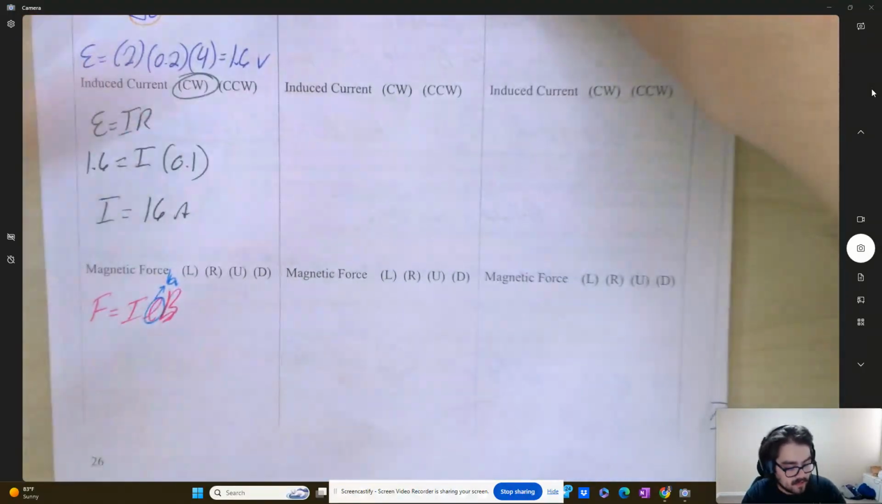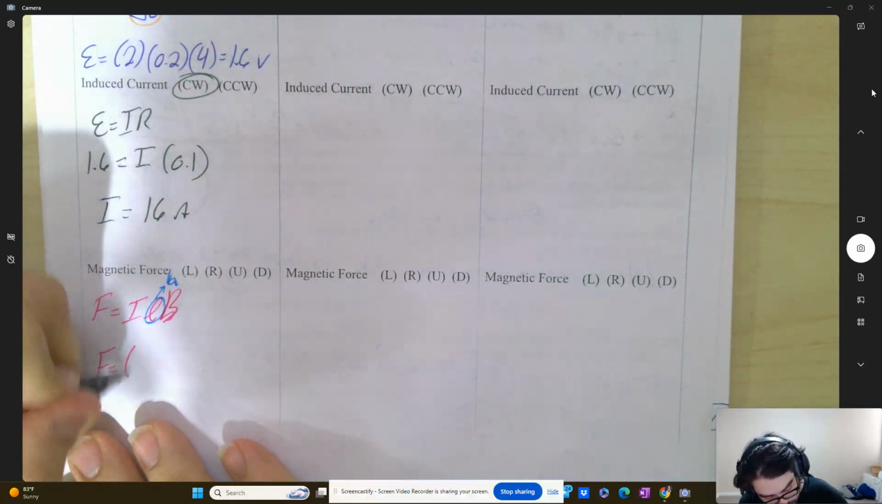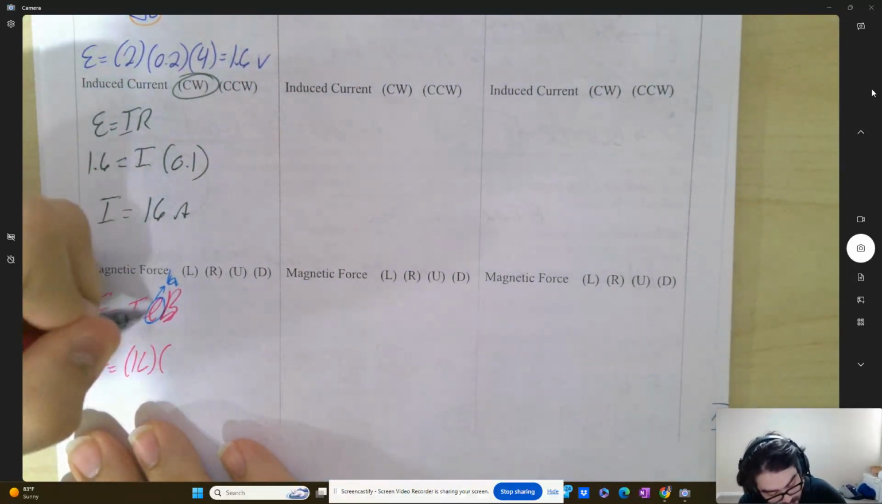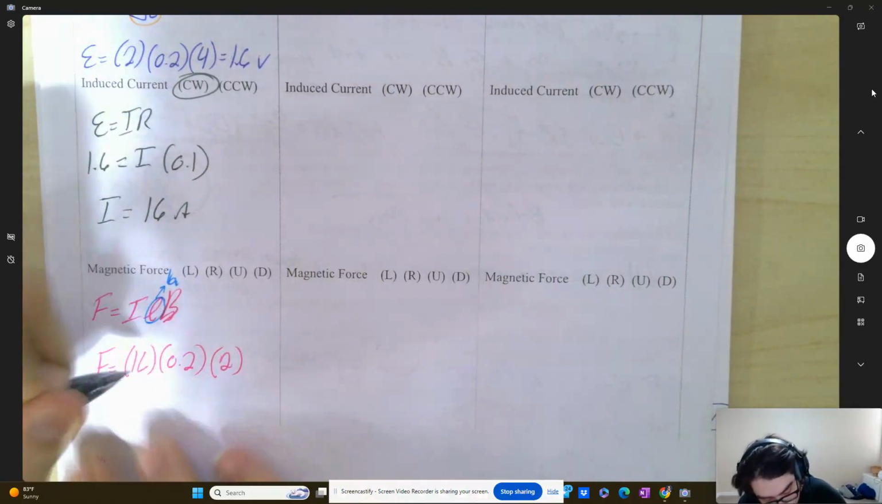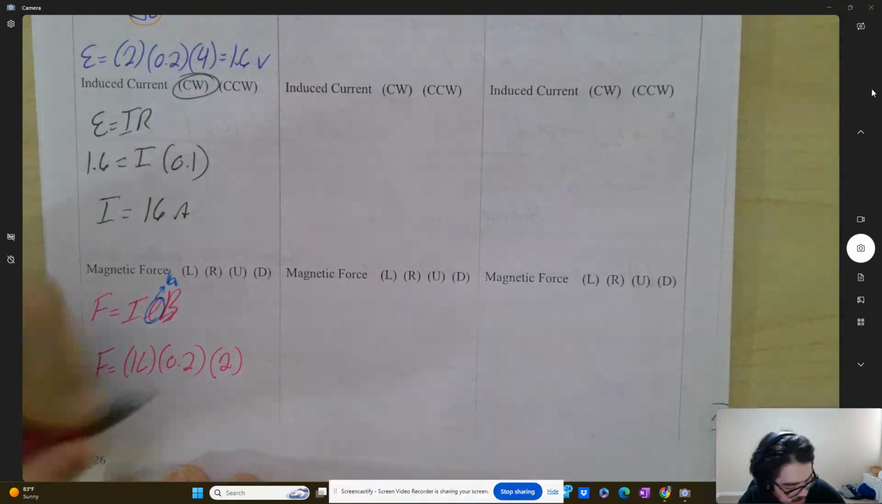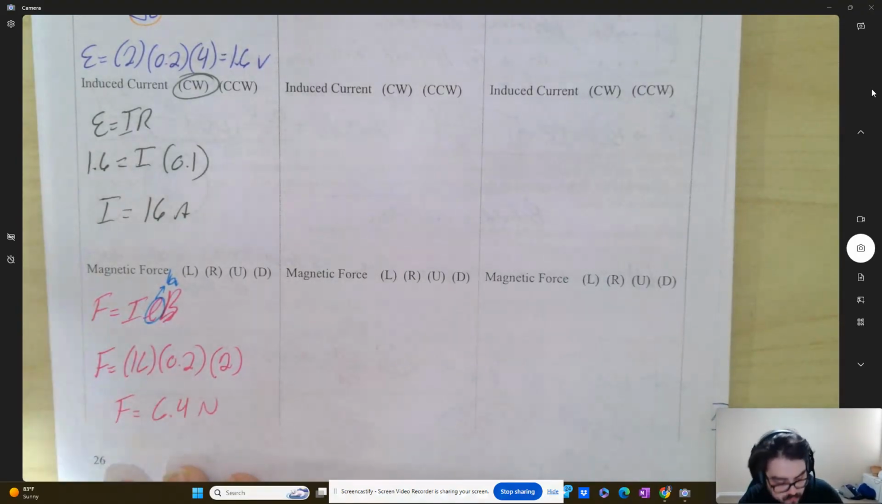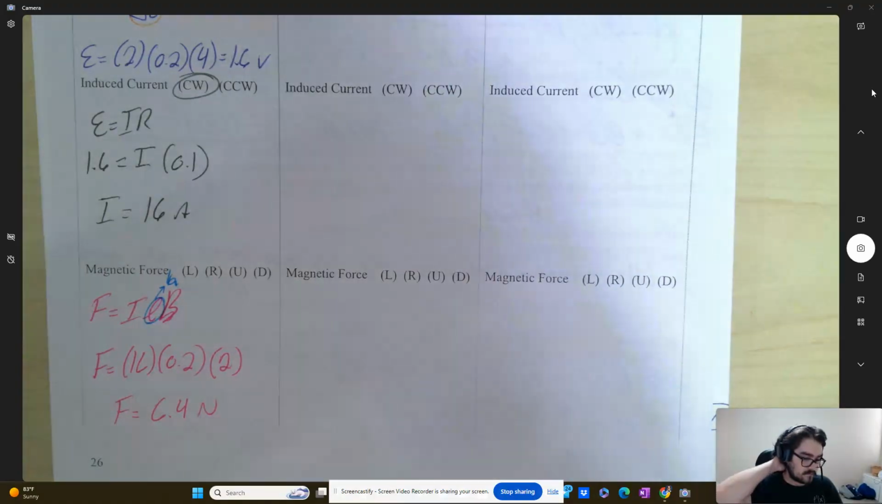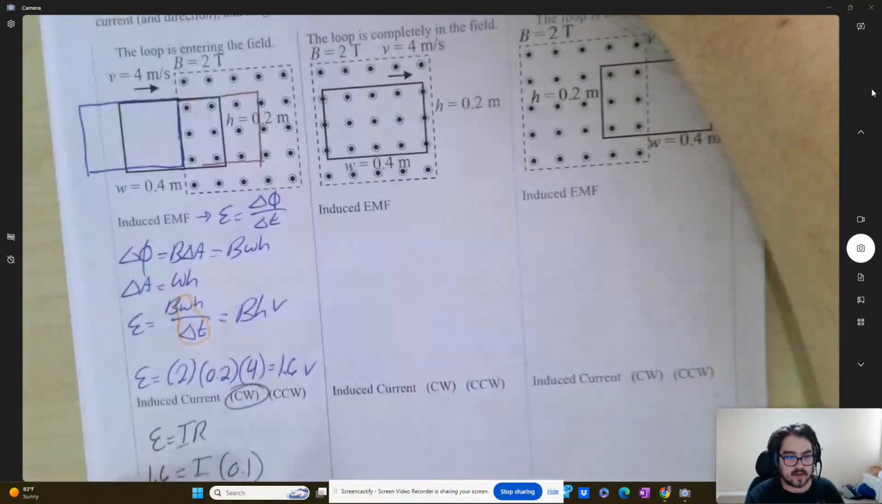So then I'm going to plug in all the numbers, and I'm going to do F equals the current, which is 16. The H in this case is 0.2. The B field strength is 2. We plug all of that in, and you end up getting, I believe it should be, 6.4 newtons. And the direction of the force, we would use our force right-hand rule.